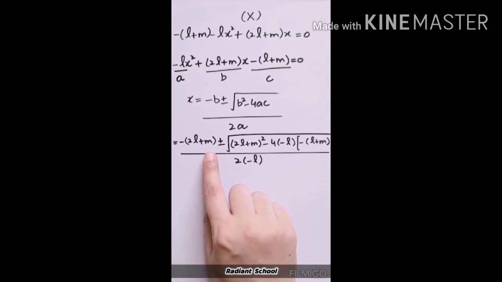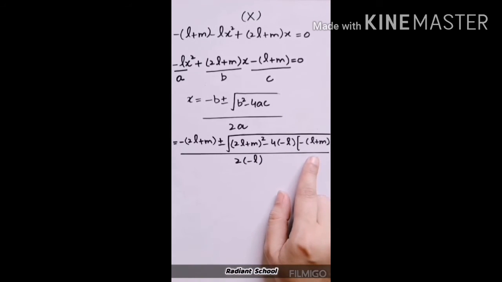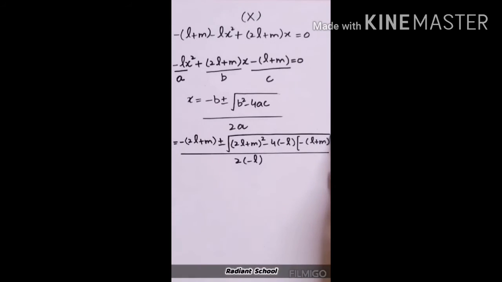Okay students, so I have put the value of b square minus 4, a is minus l and b is minus into l plus m. So it is the value of c, minus 4a and c divided by 2 into a. Now I will simplify and open the whole square.